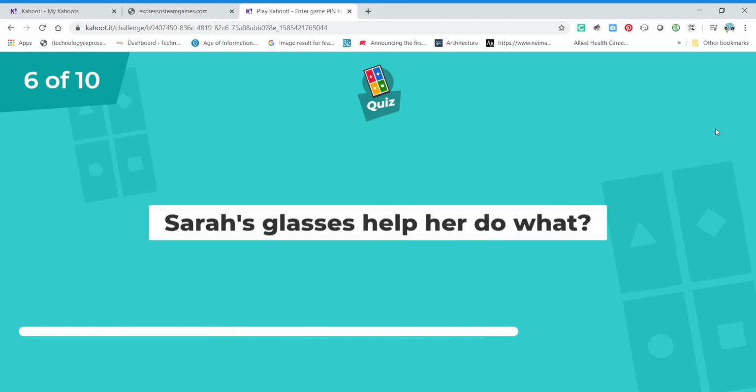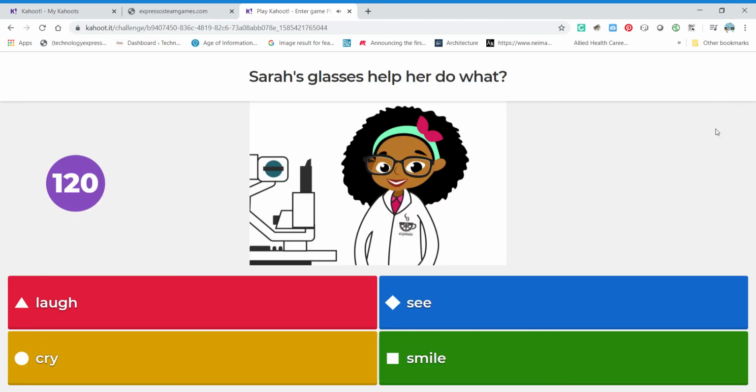Sarah's glasses help her do what? Let's see what our choices are. Sarah's glasses help her do what? Do they help her laugh? Do they help her cry? Do they help her see? Do they help her smile? They help her see. Okay.